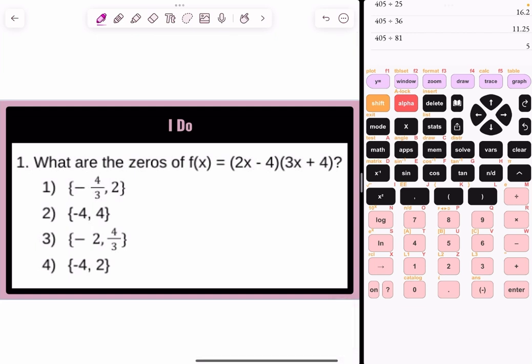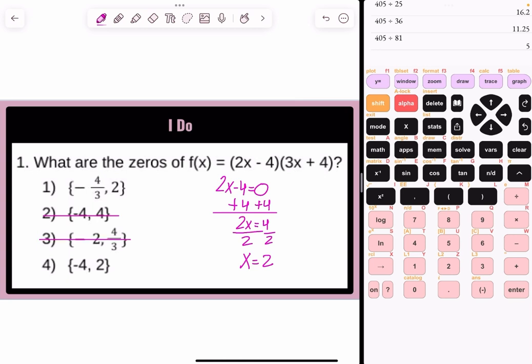All right, so let's look at this I do question. What are the zeros? All we have to do here is set each of these equal to 0. 2x minus 4 equals 0. Add 4 to both sides. We get 2x equals 4. Divide by 2. x equals 2.